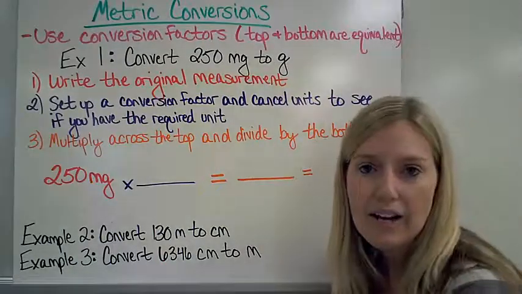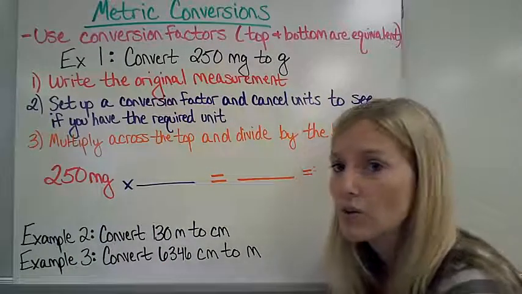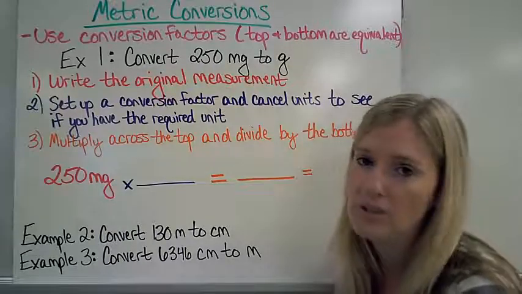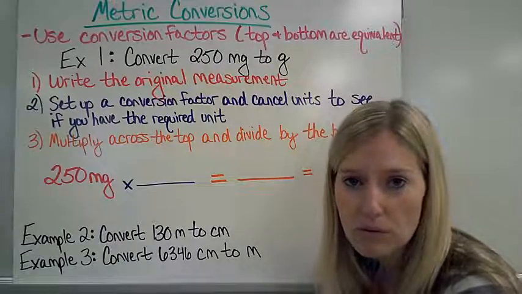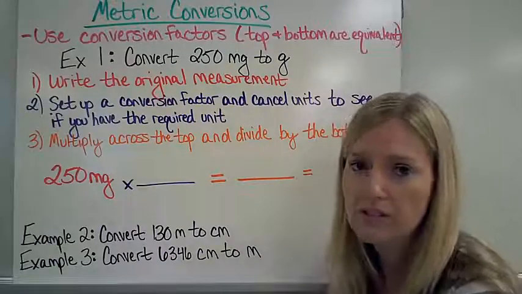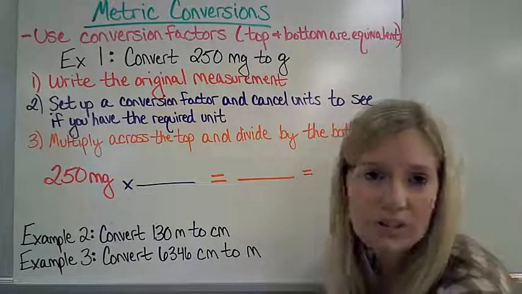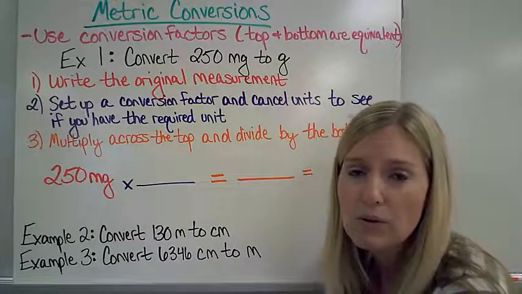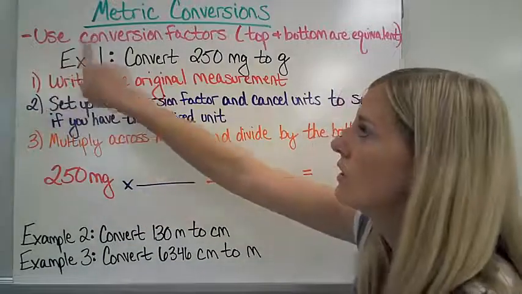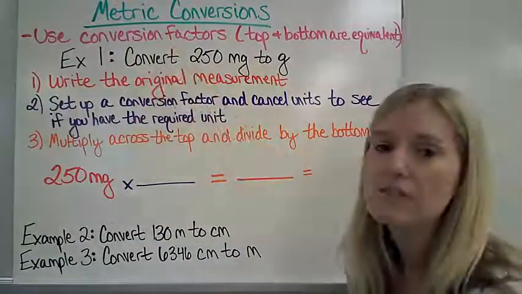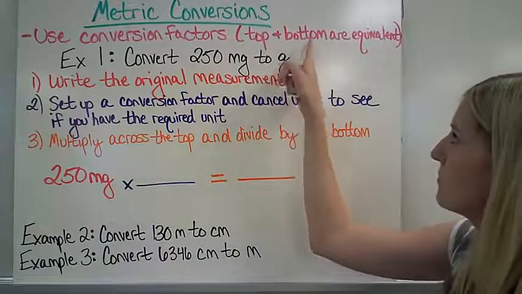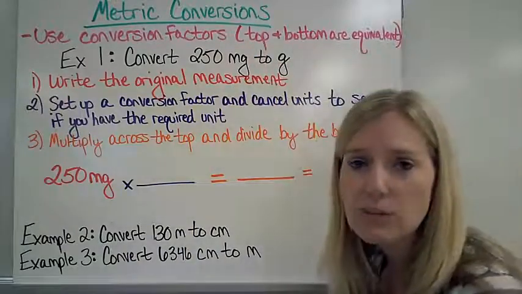So there will be times when I need to convert from grams to kilograms, or from hectometers to meters. And you've probably done this before, but the way you've done it is different than the way we're going to do it this year in physical science. We are not going to just move the decimal point. We're going to use a different method, and it requires us to use conversion factors. A conversion factor is a fraction where the top and the bottom are equivalent, or they're equal to each other.